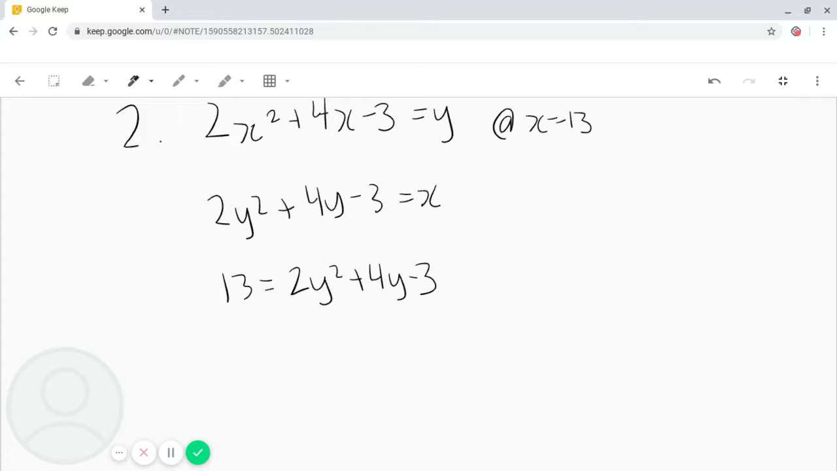I'm just going to solve by inspection. We know that for this, y equals 2, because if you put in 2, that's 2 times 2 times 2 is 8, plus 4 times 2 is 8, so 16 minus 3 is 13.